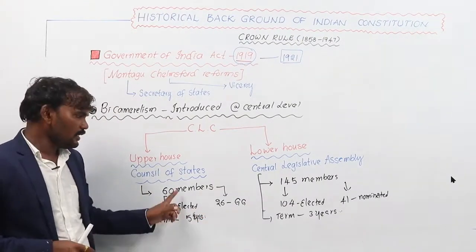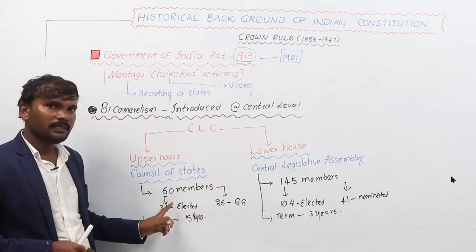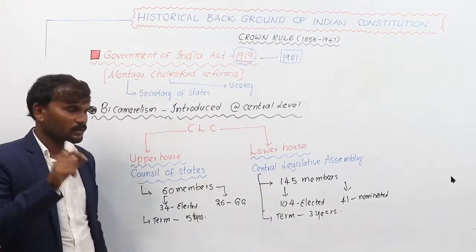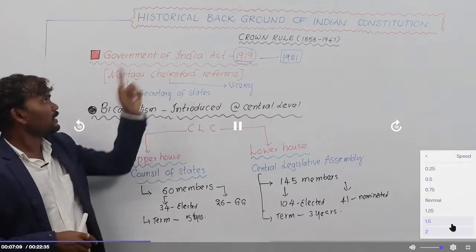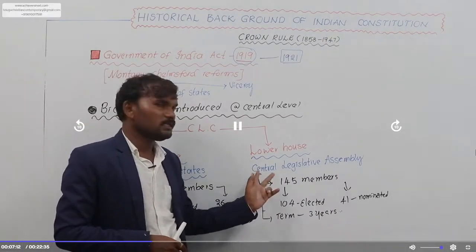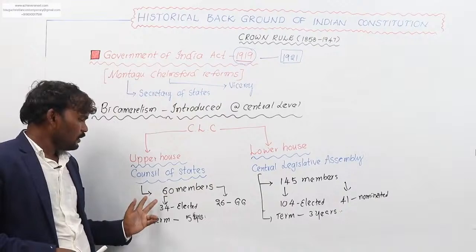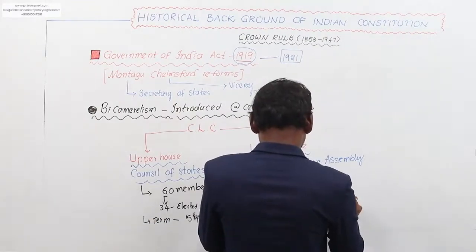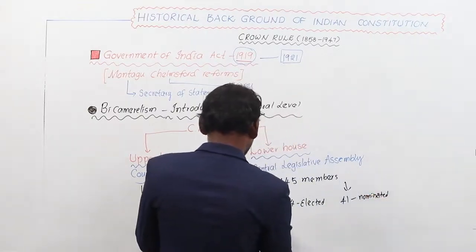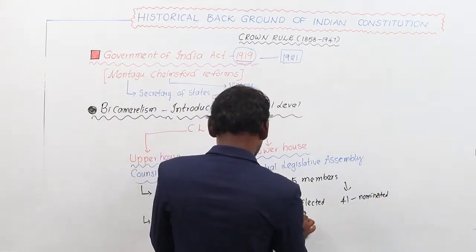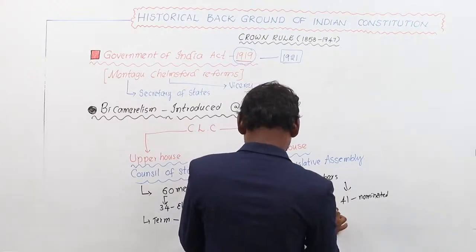Today it is Rajya Sabha. Today Rajya Sabha consists of 245 members. Of these 245 members, 233 are elected and the remaining 12 are nominated by the President of India. Rajya Sabha, previously the Council of States, was renamed in 1999. Coming to the lower house, 41 members are nominated. The term of these members is 3 years.